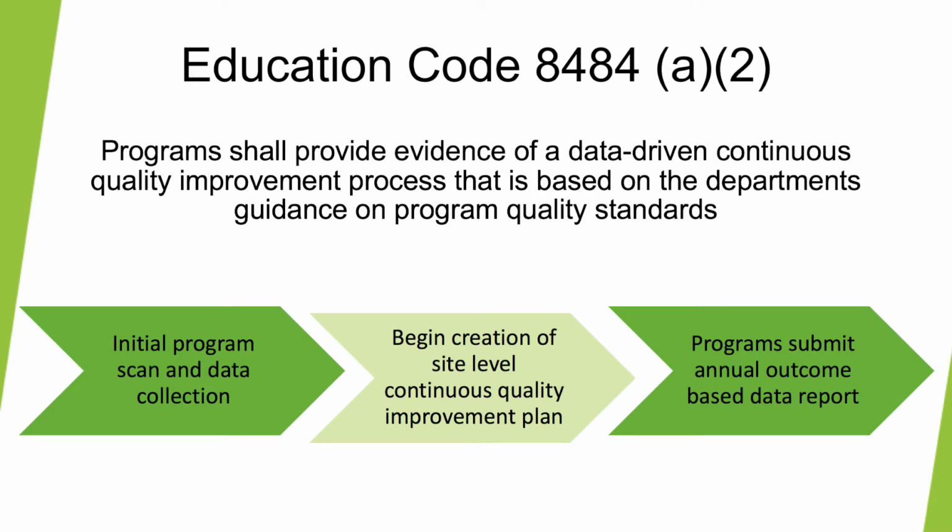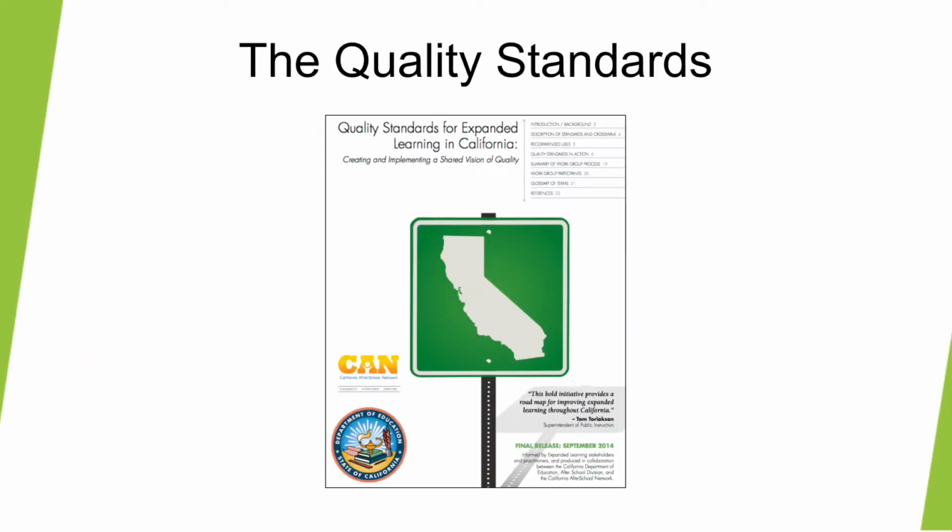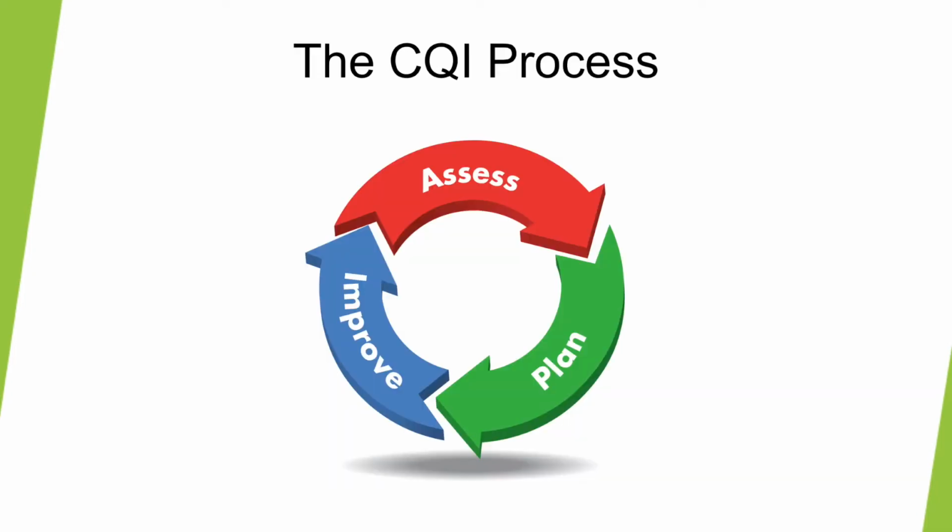After the initial scan is complete, programs will begin the creation of a site-level continuous quality improvement plan and submit an annual outcome-based data report each October that summarizes the CQI process they engaged in during the year. On the screen now is the cover of the Quality Standards for Expanded Learning in California. The quality standards describe high levels of quality in expanded learning programs and are the foundation for the CQI process. They provide a vision for success, help to create a shared language among stakeholders, and likely describe things you are already doing.